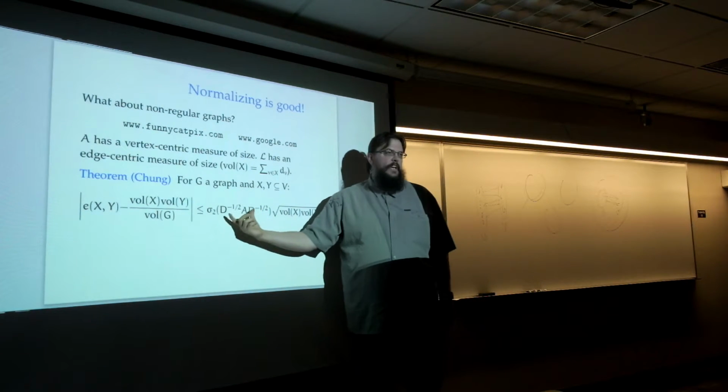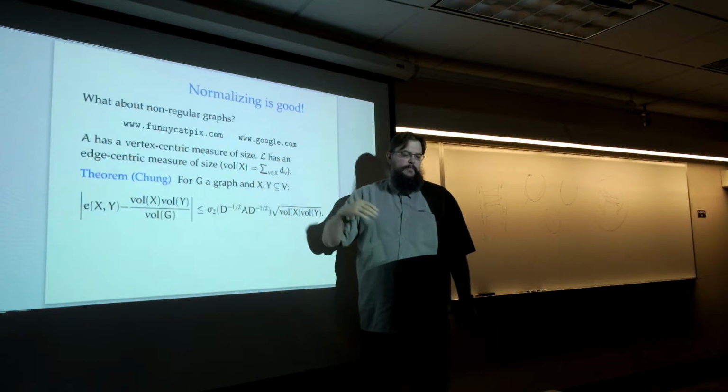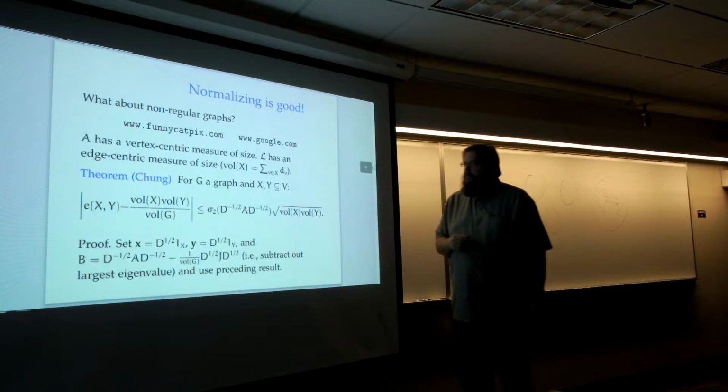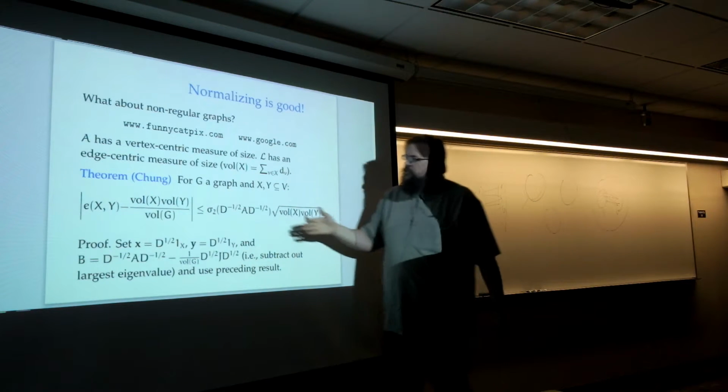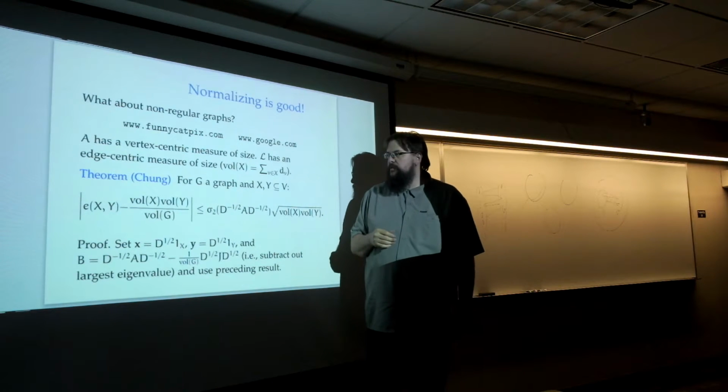This is the normalized adjacency matrix, but as I've already mentioned, the normalized adjacency matrix is the same as the normalized Laplacian matrix up to a very easy shift. How do you prove it? The proof is the exact same. You just choose vectors x, y, and b a little more carefully. There's not a lot to the proof.